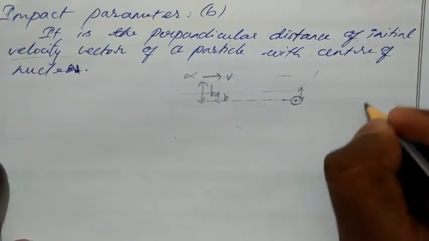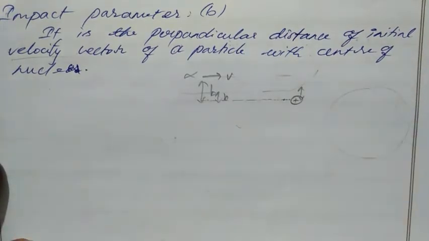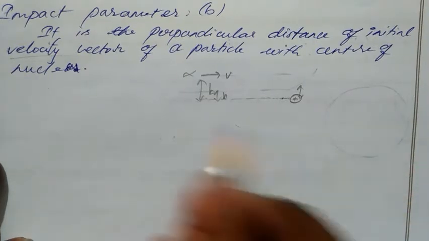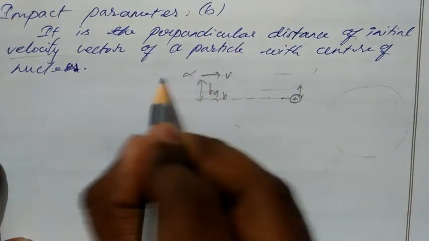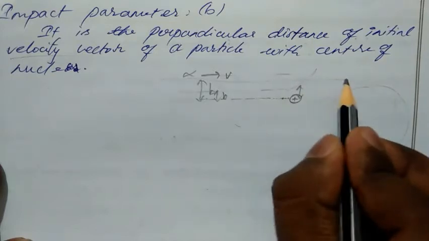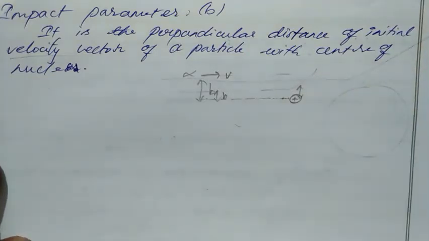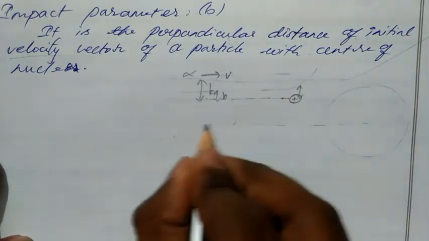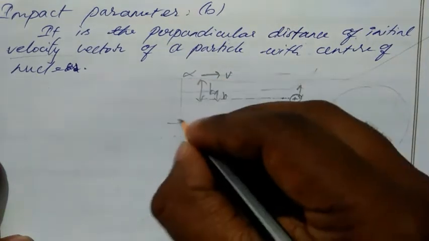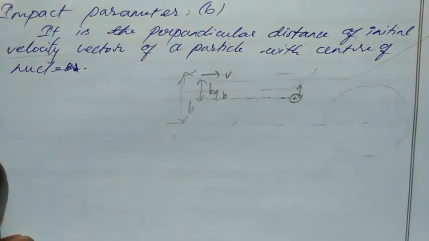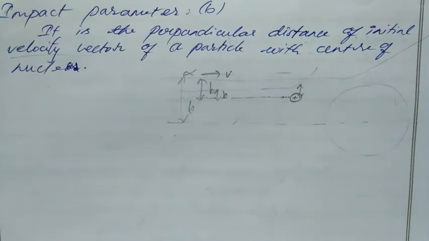Okay, so we have a positive charge, nucleus. When an object moves towards the nucleus, it will start to get reflected. So from the center of nucleus, if we take the initial velocity, then this distance is known as b, impact parameter.